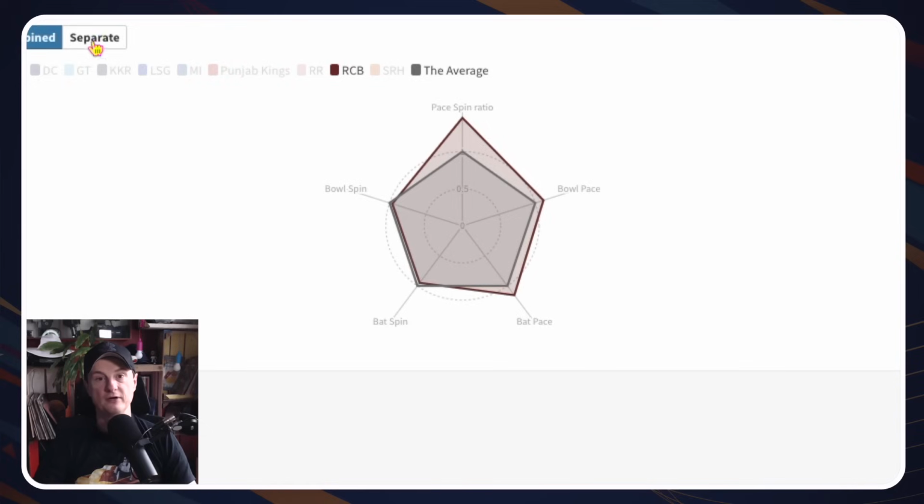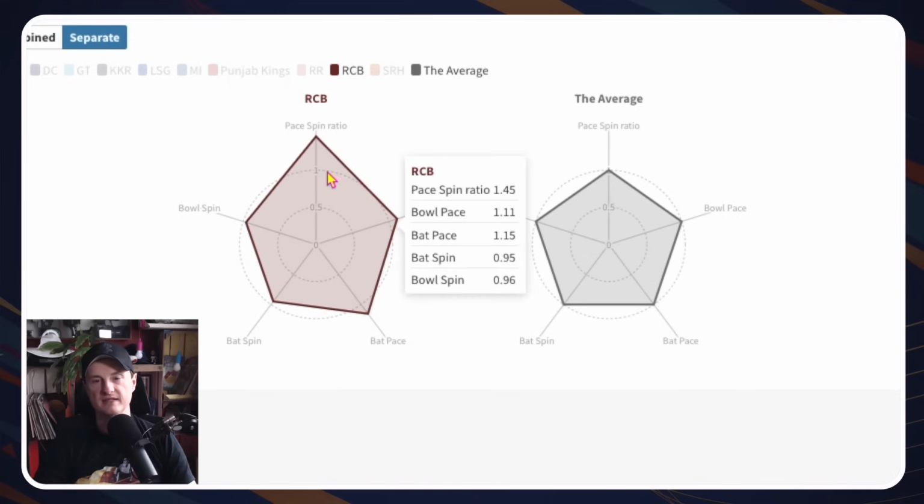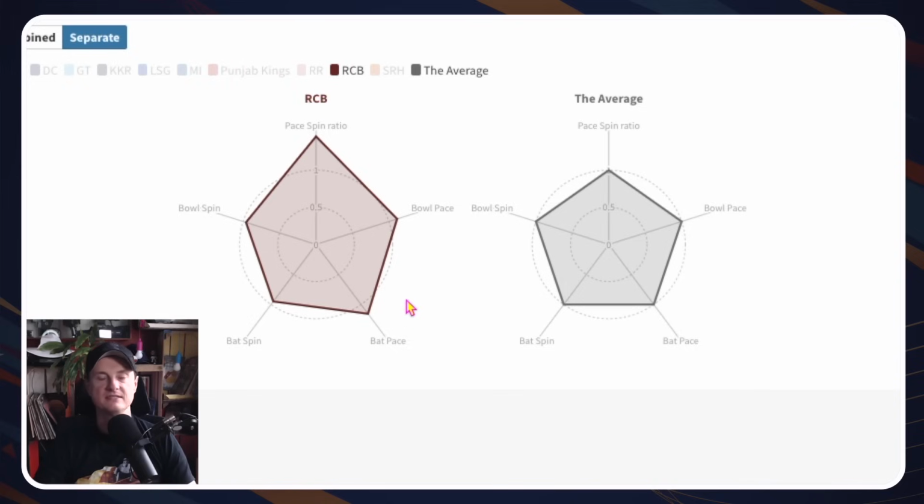This isn't a bad shape at all from RCB, but it's quite interesting up here at the top. You can see that they bowl 45% more pace than anyone else, and their quicks absolutely have backed that up for them. And the good news is that they can also bat against pace, so they can actually have wickets that help the seamers at home.